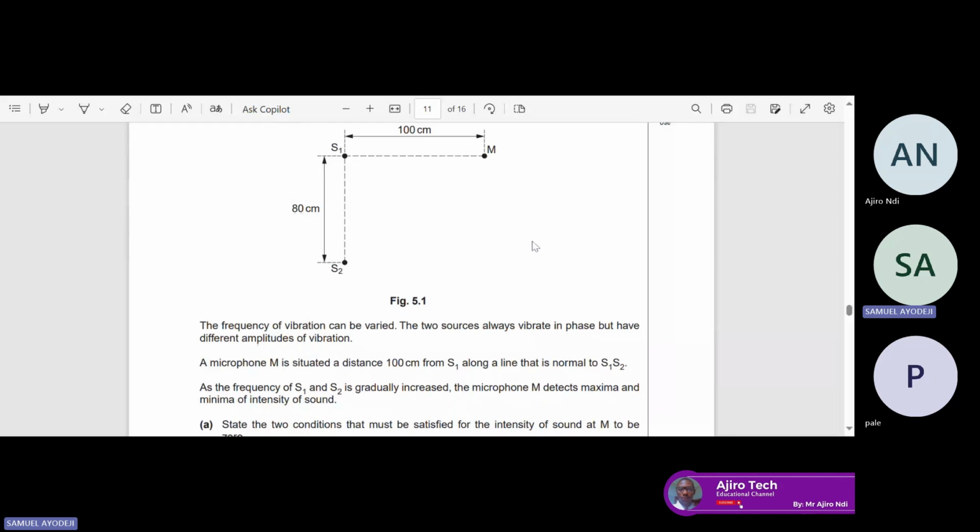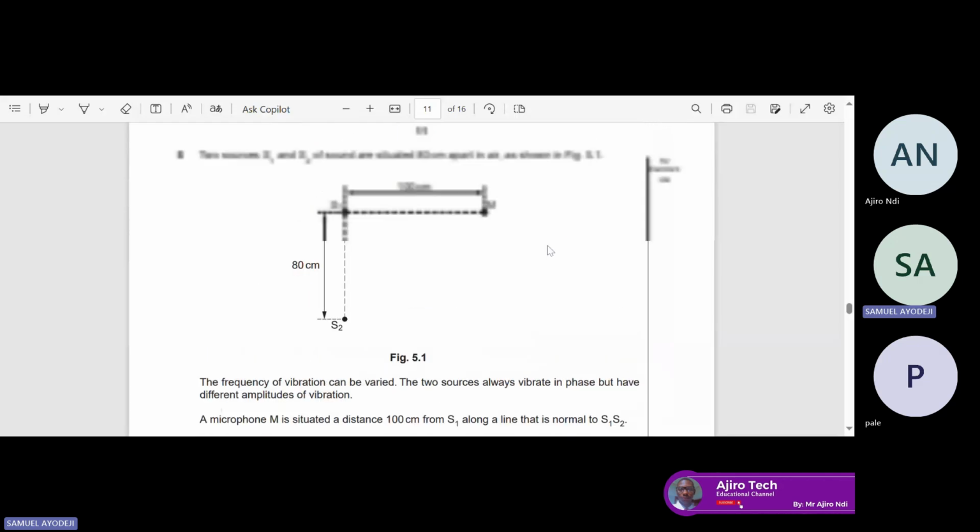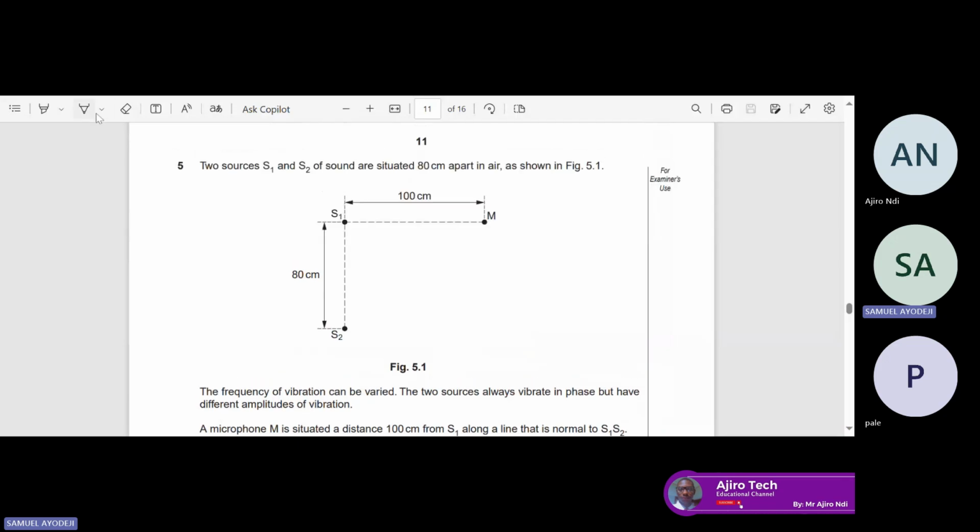Okay, I think I've got the idea. If the intensity is to be 0, don't forget that intensity is proportional to amplitude squared. If the overall intensity I is 0, it means the overall amplitude A is also equal to 0. Am I right from here? Now, if you are going to get A to be 0 when you add up the two waves, that means they must be out of phase.